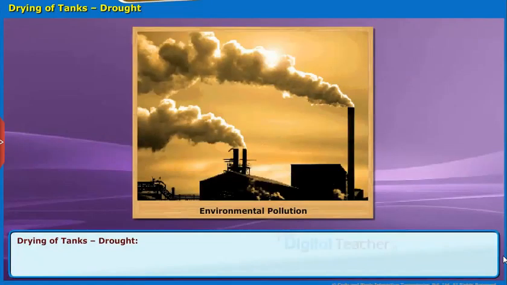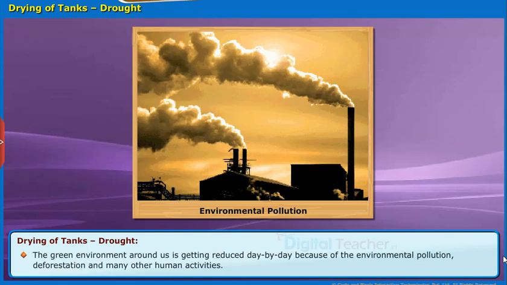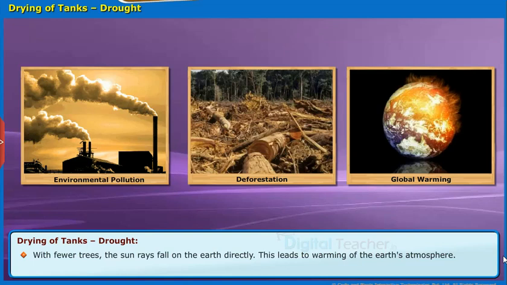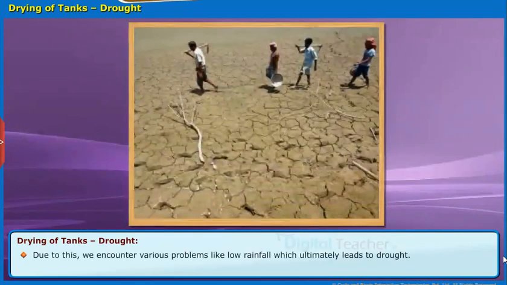So now, let us know about the factors that cause the drying of tanks. The green environment around us is getting reduced day by day because of the environmental pollution, deforestation, and many other human activities. With fewer trees, the sun rays fall on the earth directly. This leads to warming of the earth's atmosphere. Due to this, we encounter various problems like low rainfall, which ultimately leads to drought.